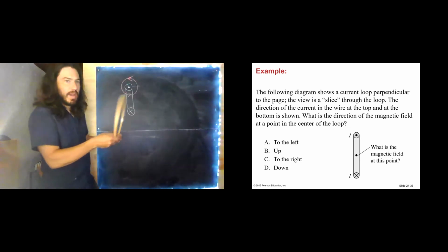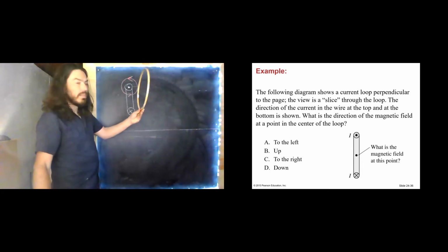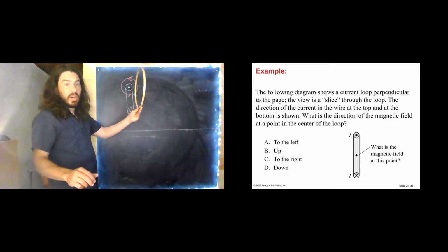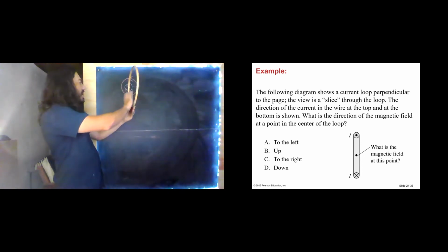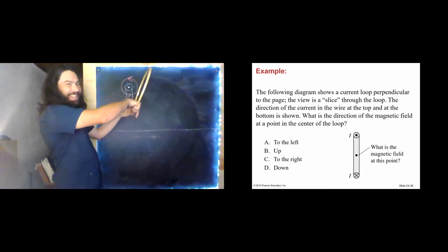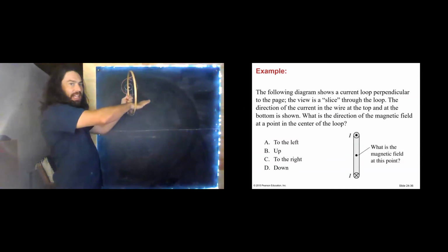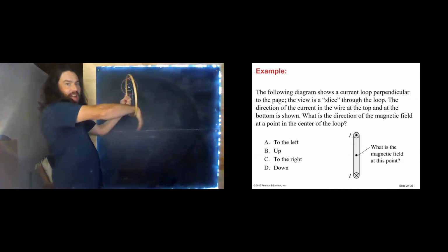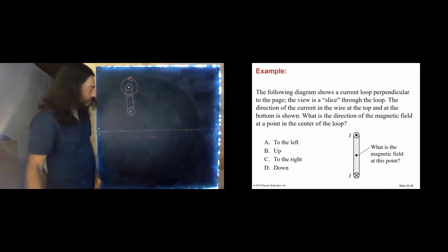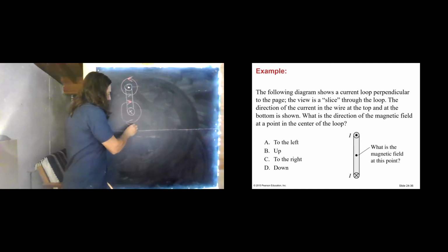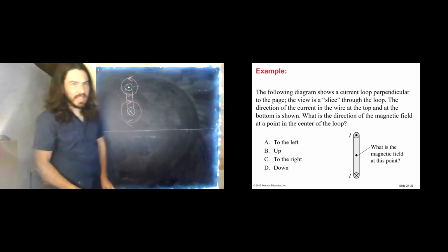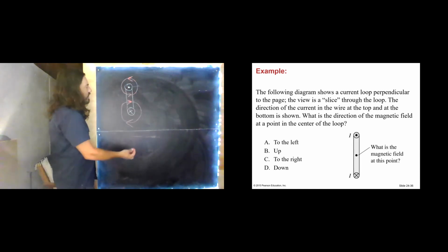Okay, how about on the bottom? On the bottom, we have a field, or a current that is going into the board. That means that it is to the right, inside the loop, and to the left, outside the loop. Aha! Okay, so now we've got a sense of the direction.